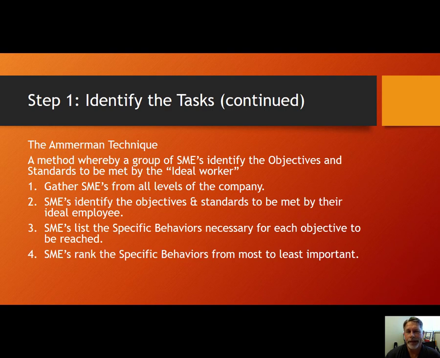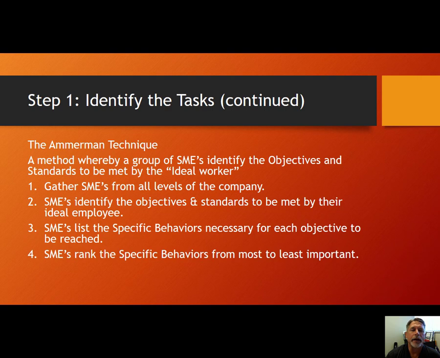The Ammerman Technique is a method whereby a group of subject matter experts, their job is to identify the objectives and the standards that the ideal worker will do. Ideally, what is it that the best overall quality employee in this given position would do? Okay, that's very important. So how do you do this? As you see listed there, the first thing you want to do is go find those employees, those supervisors, those individuals from the training department, and possibly customers, and see if you can bring them all together.